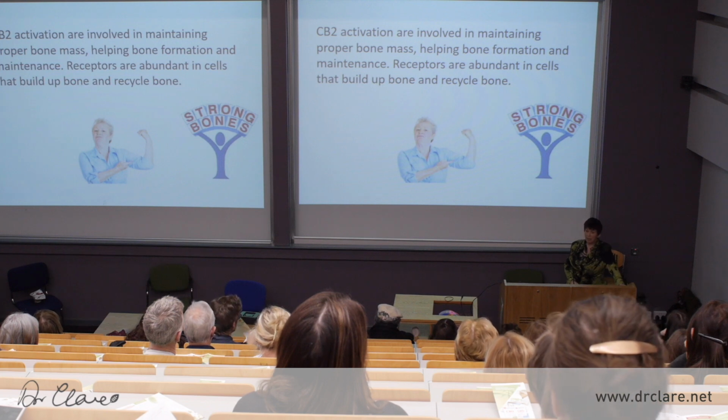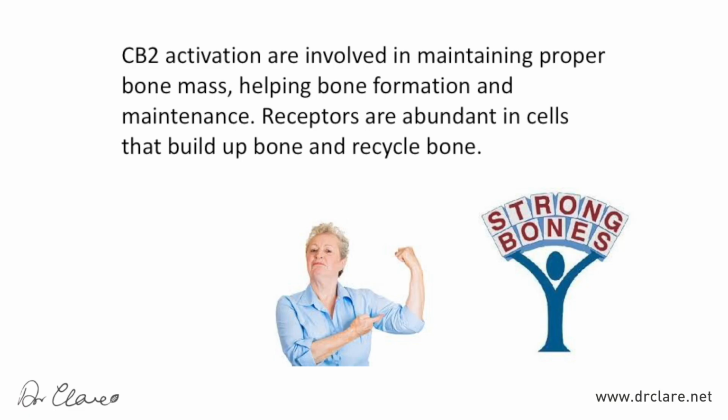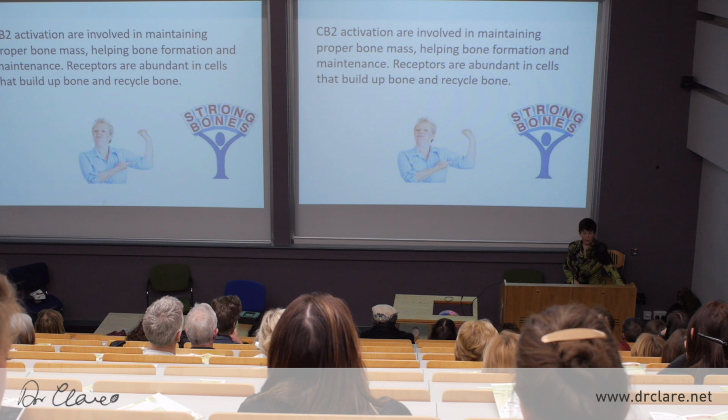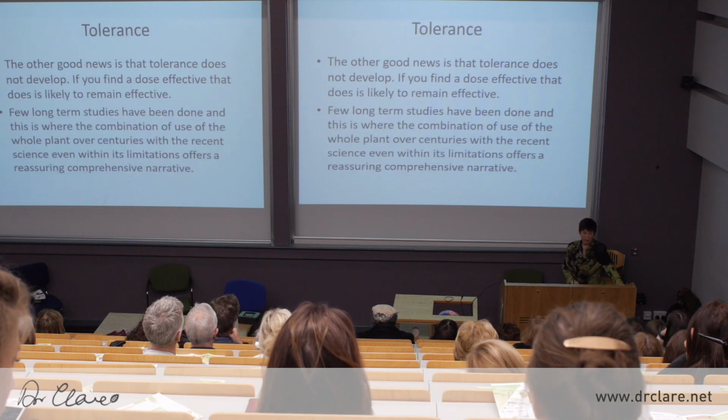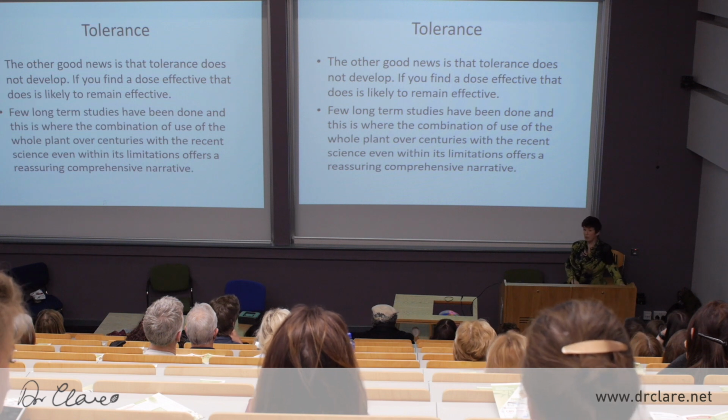Strong bones, CB2, very important for strong bones, our own endocannabinoids. We have to move the muscles on our bones to get the calcium in there and the magnesium and the potassium and all the rest of it. So the receptors are abundant in cells that bind up bone and recycle bone.